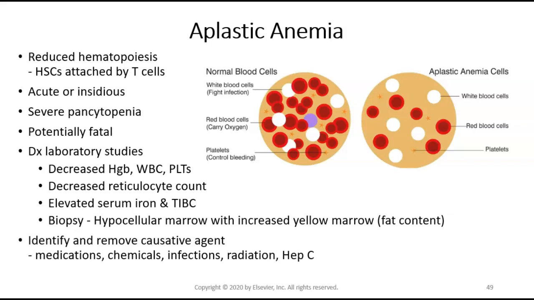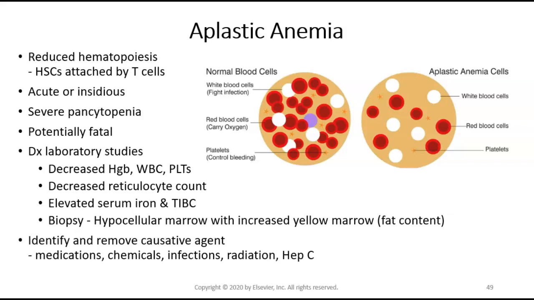So diagnosis is confirmed with the lab studies, and we would see a decreased hemoglobin, decreased white blood cells, decreased platelets, and decreased reticulocytes, because remember, our reticulocytes are those immature red blood cells, so we're not making them. And then if you looked at the bone marrow, it would be hypocellular.